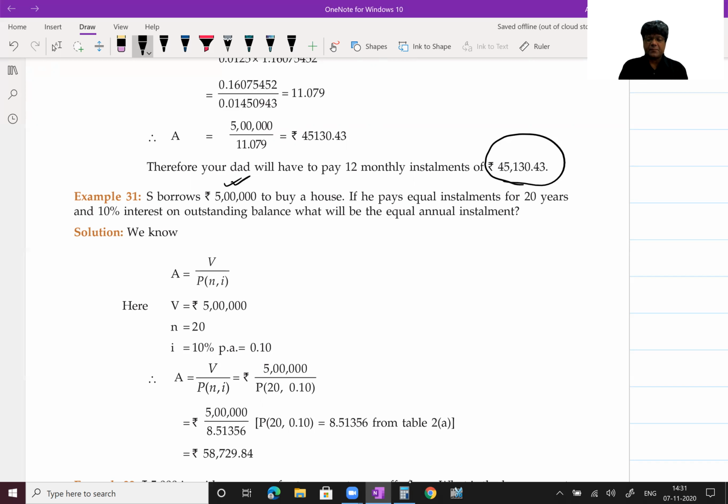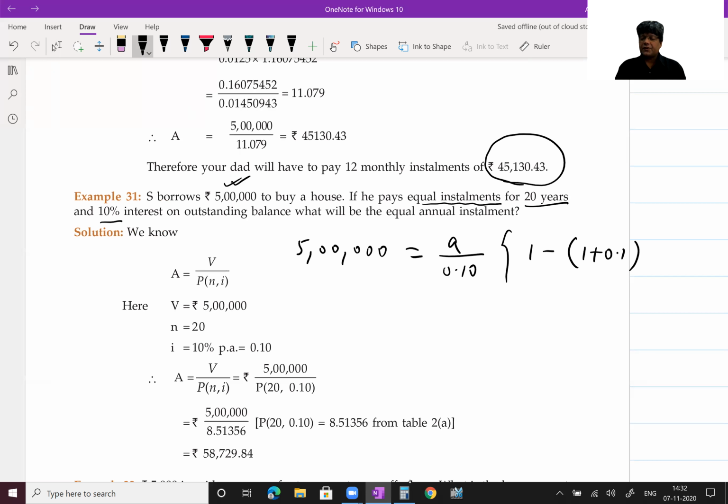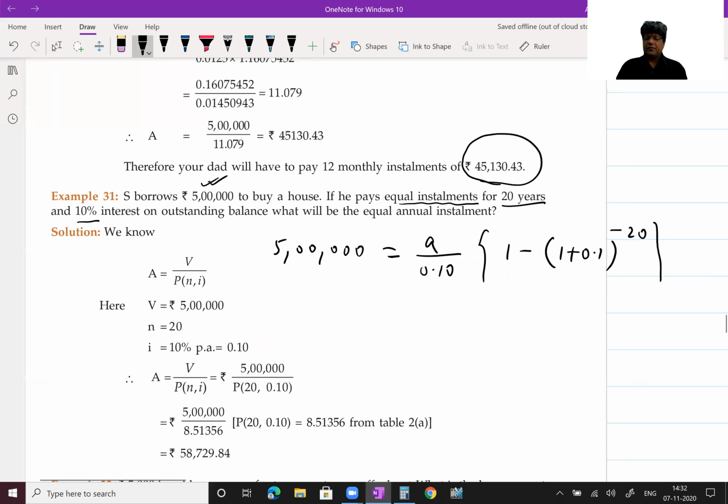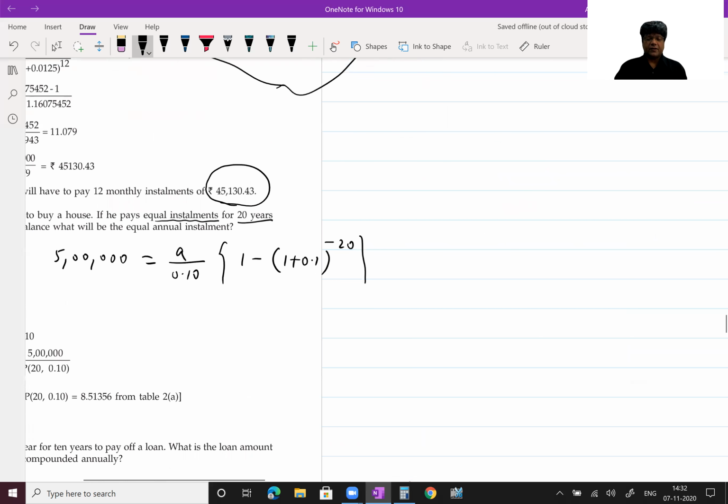So these are today's values, guys, present value. Your present value here is 5 lakh. Directly I am using the formula. It is an annuity question. So A by I, rate of interest how much, guys? 10%, 0.10, into the formula 1 minus 1 plus I, that is 0.1, to the power number of years 20, that is minus 20. Clear? We will use the calculator to calculate this.